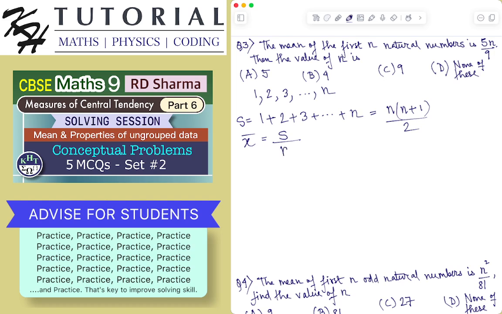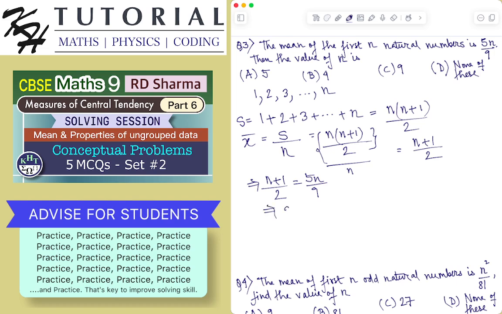So the mean is equal to s by n, we know s is n into n plus 1 by 2, and this whole divided by n. This is equal to n plus 1 by 2. Now in the problem the mean is given to be 5n by 9. So we can say n plus 1 by 2 is equal to 5n by 9. So we have a linear equation in n, we can easily find the value of n.